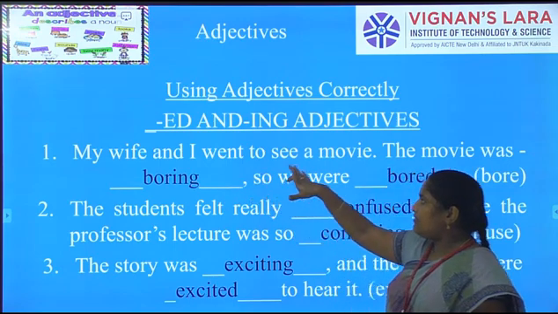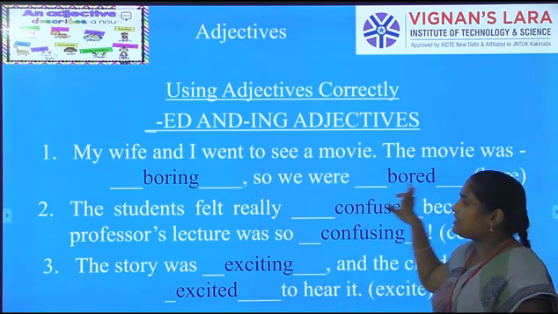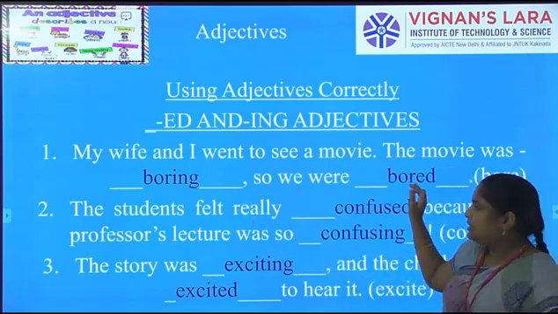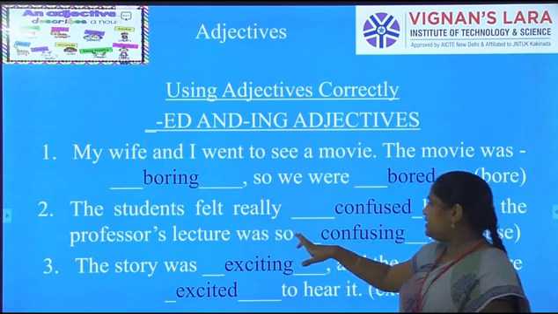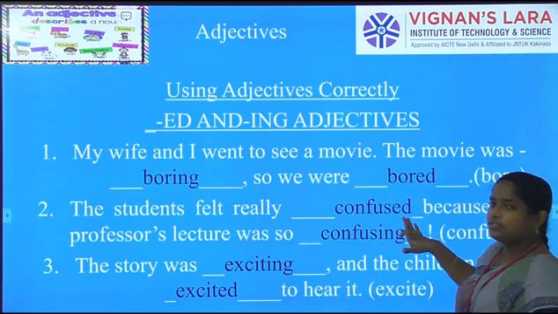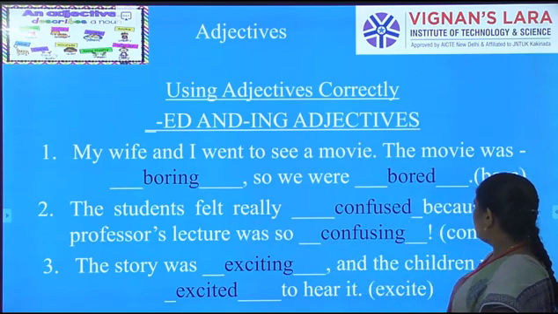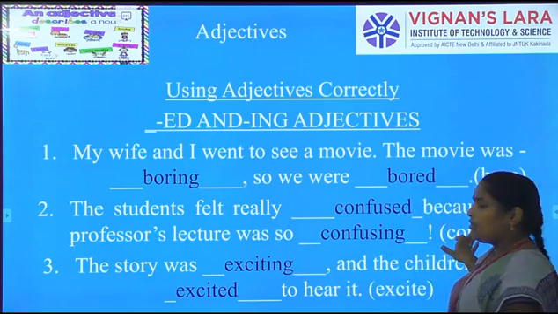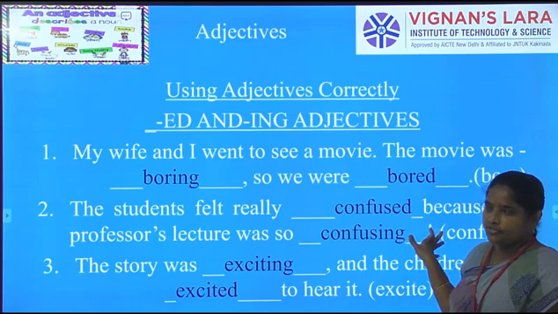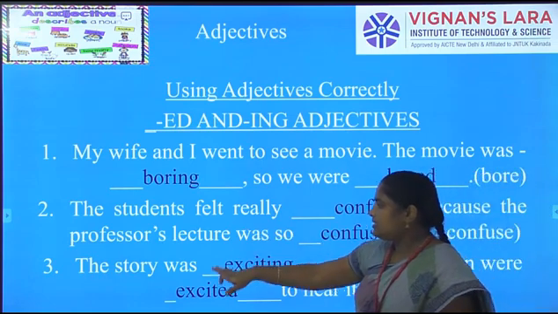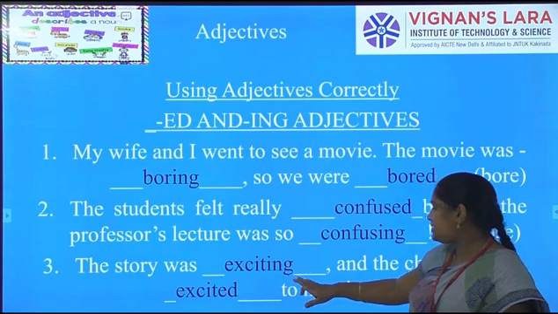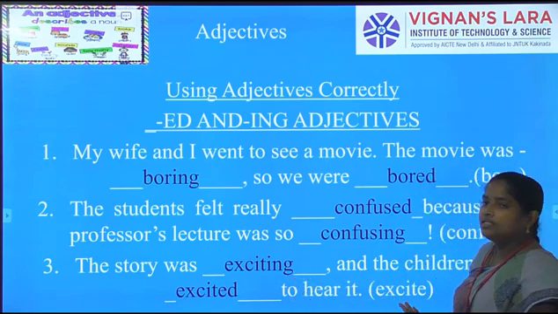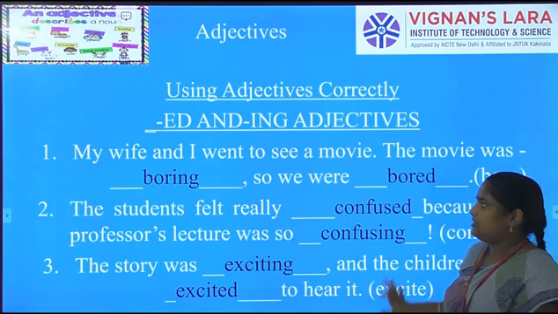My wife and I went to see a movie. The movie was boring, so we were bored. The students felt really confused because the professor's lecture was so confusing. Here the verb is confuse. Next, the story was exciting and the children were excited to hear it. The verb is excite.